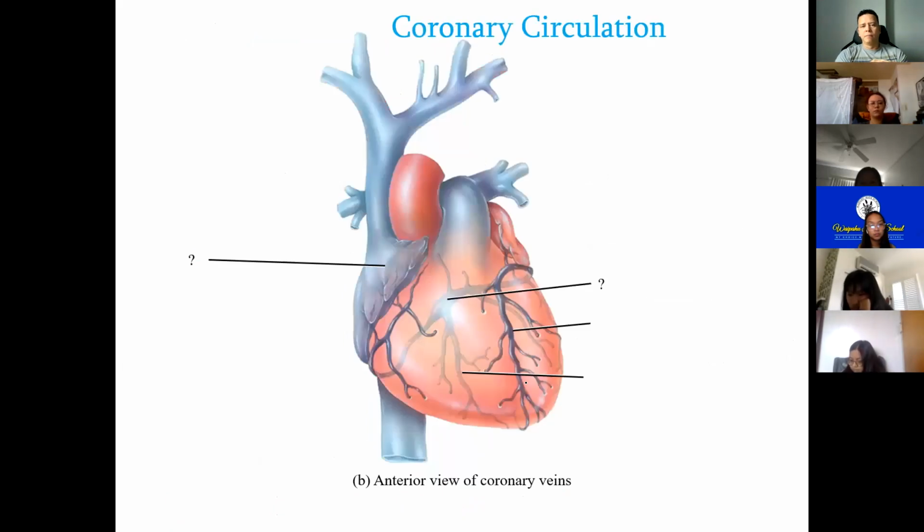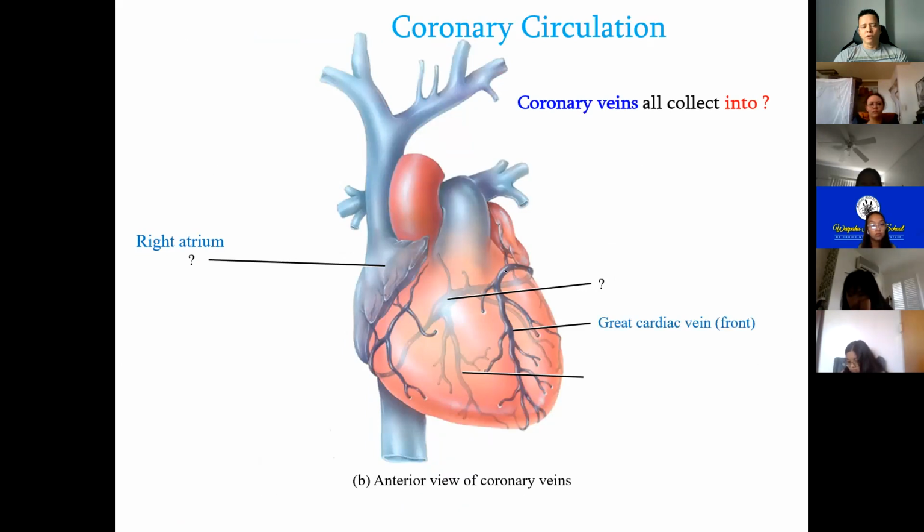Now let's look at the coronary veins, which are part of the coronary circulation. The first thing I want you guys to understand is that all of this deoxygenated blood that is being used up by the heart cells is going to be collected by the coronary veins. This deoxygenated blood is going to be dumped right here in the right atrium, together with all the other deoxygenated blood from the body, okay?